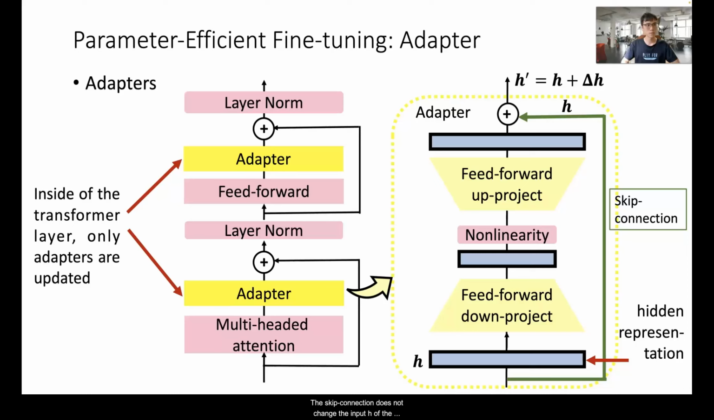The skip connection doesn't change the input H of the adapter, and we can view the feed-forward path as creating an incremental change, delta H, based on the original H. When adding the incremental change delta H obtained from the feed-forward layer and the original H from the previous layer, the adapter modifies the hidden representation that is calculated by the pre-trained language model. In this way, the hidden representation calculated by the pre-trained model is changed by the adapter.